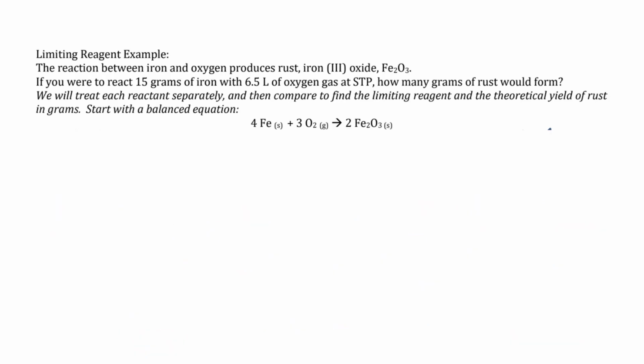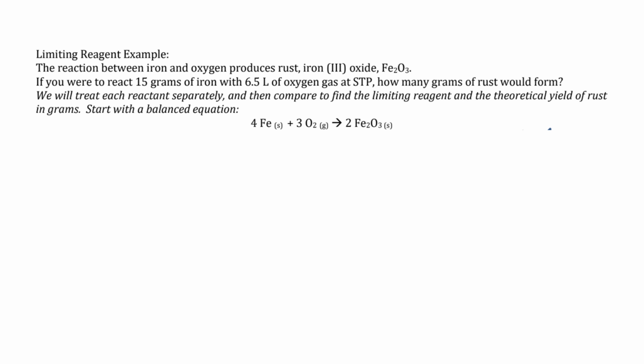Limiting reagent example: you have your reaction between iron and oxygen forming rust. If you were to react 15 grams of iron with 6.5 liters of O2 at STP, how many grams of rust would form? So we need to treat each reactant separately and then compare to find the limiting reagent and therefore the theoretical yield of rust. Start with a balanced equation.